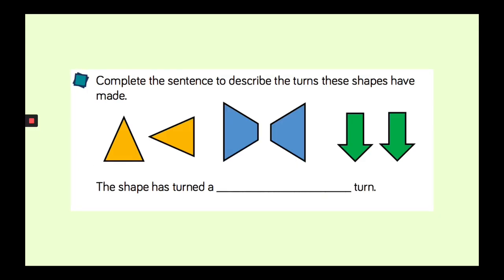Okay, the next task, complete the sentence to describe the turns these shapes have made. So first look at the orange triangle. This is before and this is after. The shape has turned a what turn? Is it a quarter, a half, a whole turn, or a three quarter turn? And then do the same with this shape and this shape. So you can pause the video and complete that now.